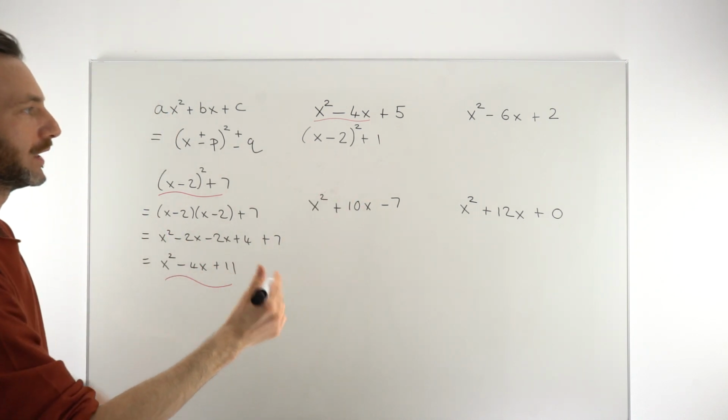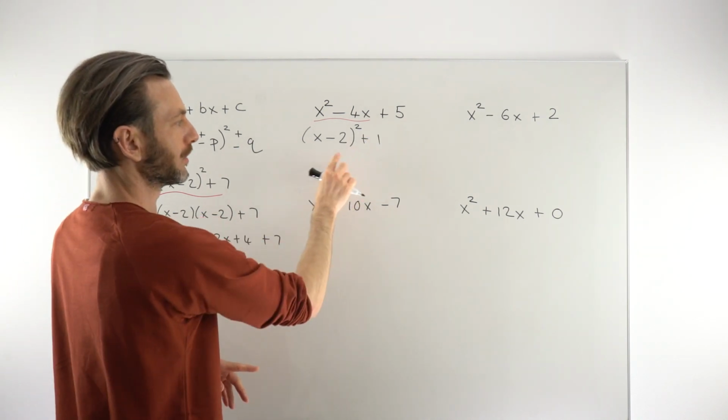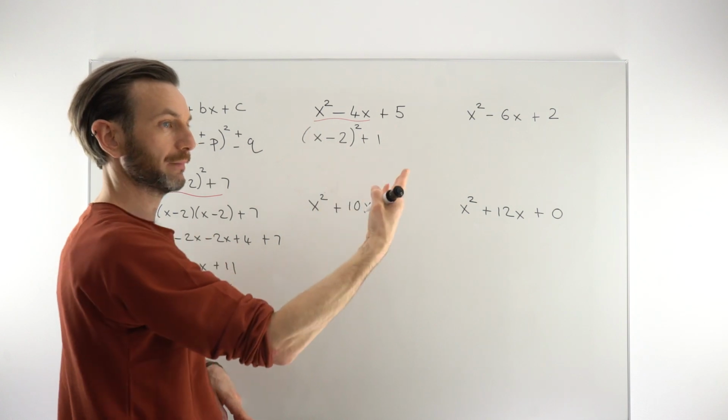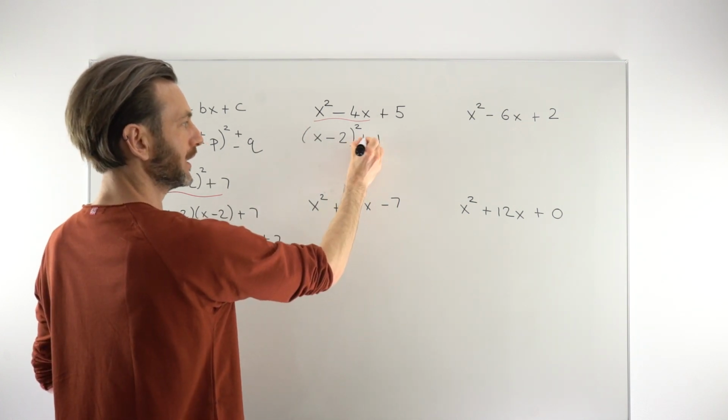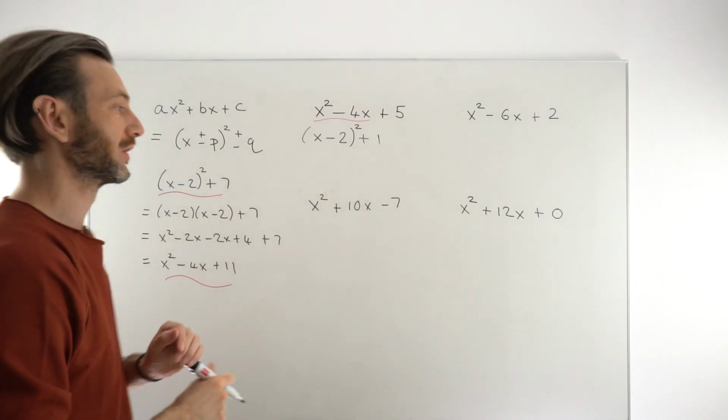Then the only thing we need to consider is how to make the outside number. We just take this number and square it. Minus 2 squared is 4. We don't want 4, we want 5, so we need to add on 1. And that's all you really need to do.